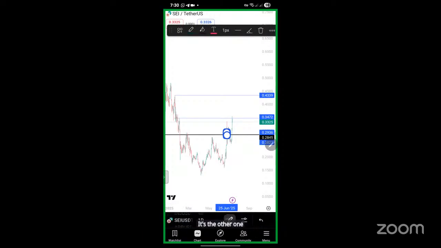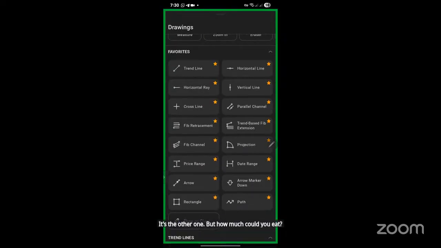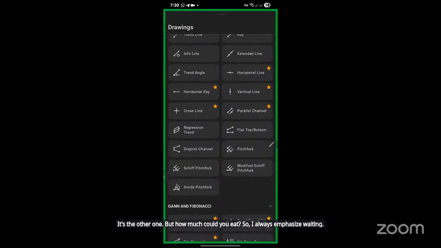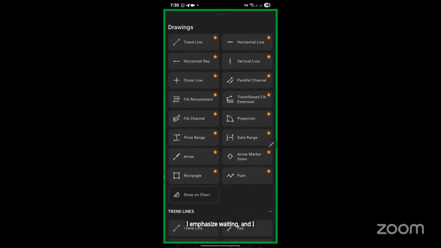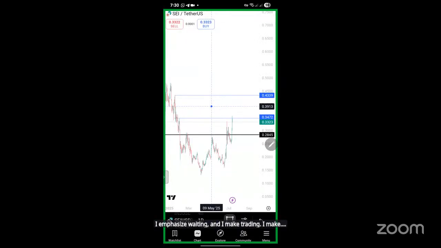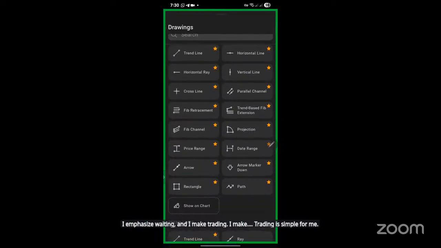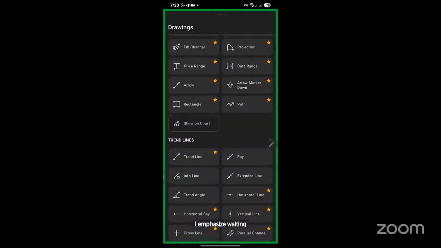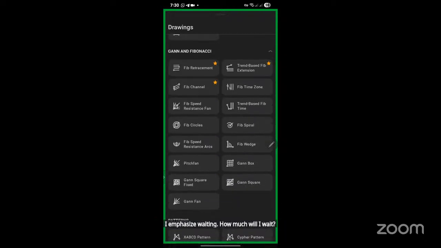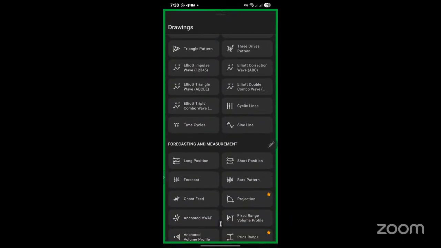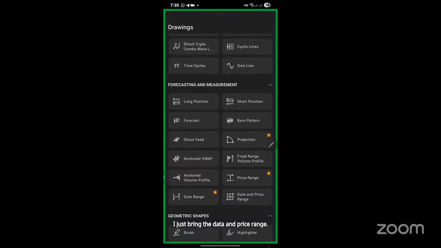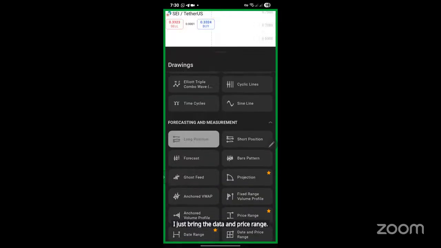But how much will you wait? I always emphasize waiting, and I make trading simple for me. How much will I wait? I just bring the data and price range. Yeah, let me take a long position.